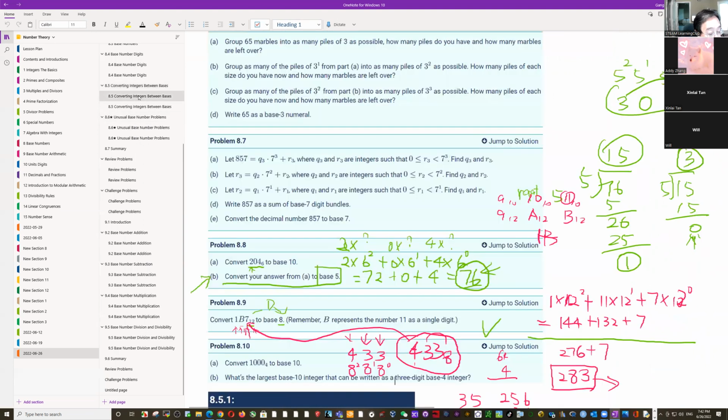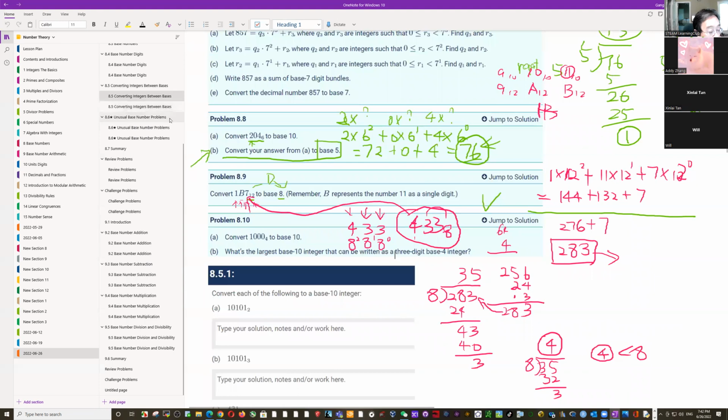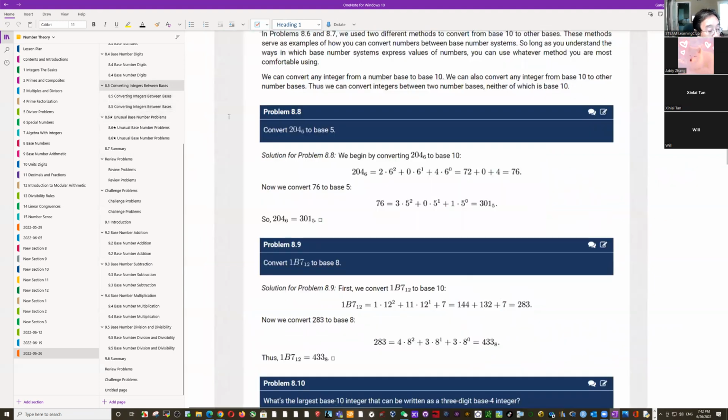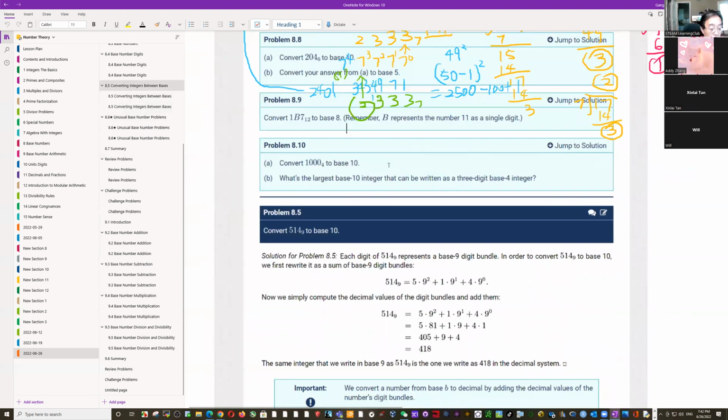So let's do the next problem. The next problem is to convert the number 1000 base 4 to base 10. This one is actually quite easy. Let me just let you guys do it. Let's give it like 1 minute. Can anyone finish the first problem, convert 1000 base 4 to base 10?